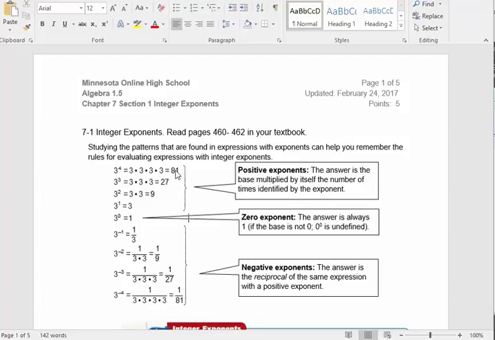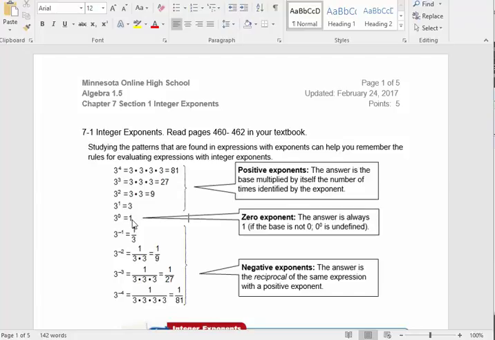Now notice the pattern here. From 81 to 27, you could find that by dividing by 3 because we multiplied by 1 less 3. And 27 to 9, you could get 27 divided by 3 is 9. And 9 divided by 3 is 3. And 3 divided by 3 is 1. So there's a pattern here as well with the answers. So anything to the 0 power is 1. Doesn't matter what the base is, anything to the 0 power is 1.